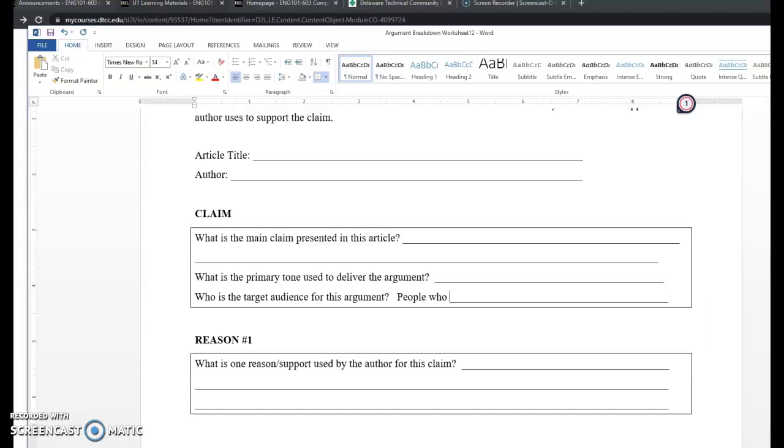So my recommendation when you're trying to find the target audience is to always start with the phrase "people who," because it forces you to think about who would actually read this. Who is this written for? I'll just leave the "people who" there.